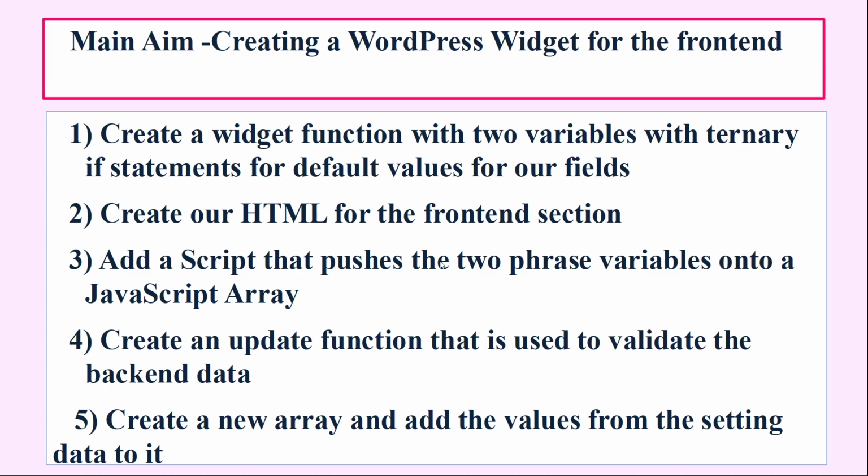And we're going to make sure that we can validate our backend method. So we're going to use our update method to validate our backend data. And then we're going to create a new array and add the values from the setting data to the front end. So these are the tasks. Again, if you would like the code that we made from the last video, look at the bottom of the screen and you'll be able to get a link to have that code so you can code along with us.